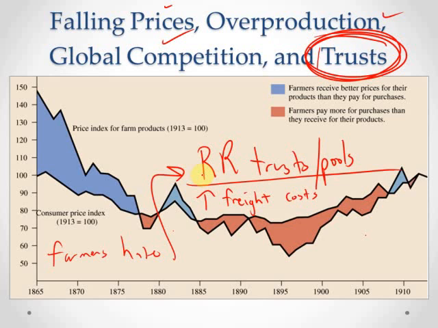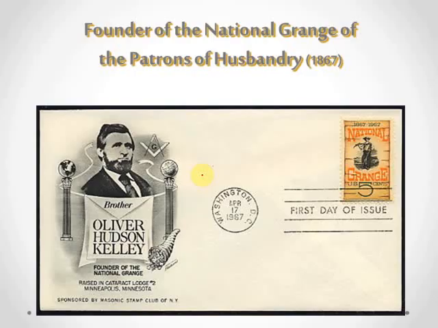Ready? So, how do farmers fight back? Well, here's how they fight back. The farmers fight back by creating an organization called the National Grange Movement, led by this guy, Oliver Hudson Kelley. So the National Grange Movement, Grange Movement, led by Oliver Hudson Kelley.